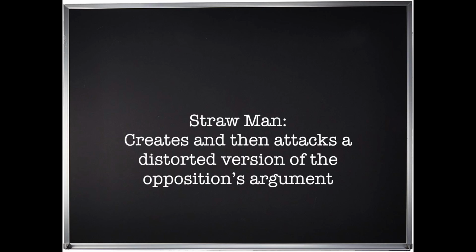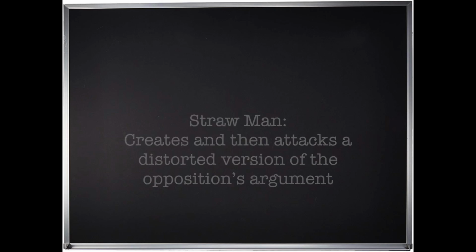Straw man. This fallacy creates and then attacks a distorted version of the opposition's argument. For example, the Democratic candidate wants the federal government to house everyone, feed everyone, care for everyone's children, and provide medical care for everyone. And he's going to take 50% of every dime you make to do it.